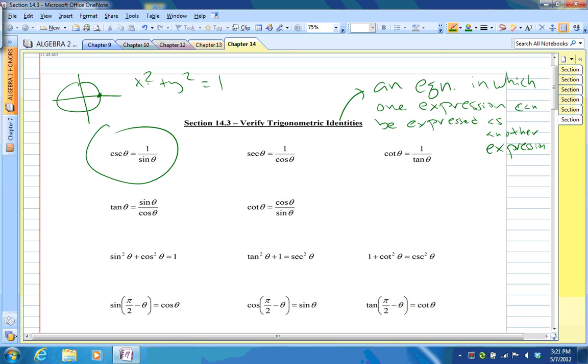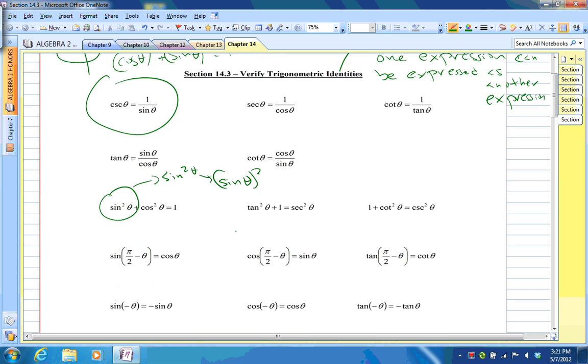And if you plugged in y for sine theta and cosine theta for x, you would get that. And by the way, when you see sine squared theta, it really just means sine theta and then squared, just so you know. There are a few new ones here.